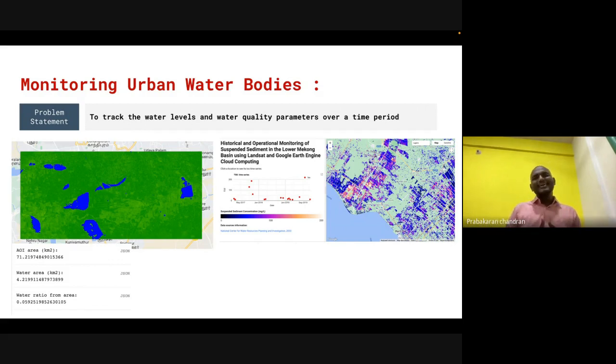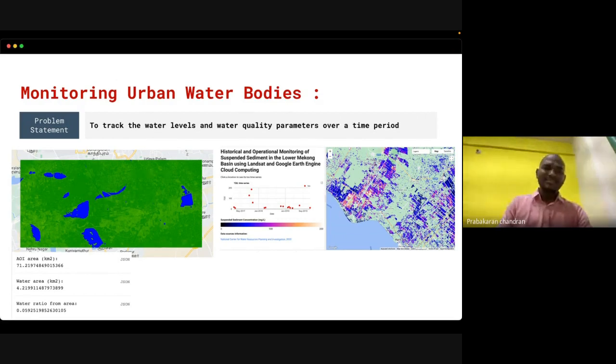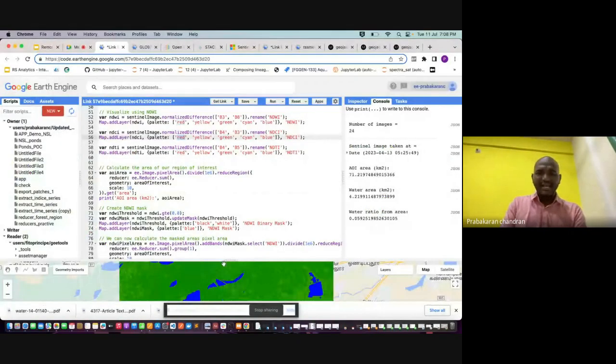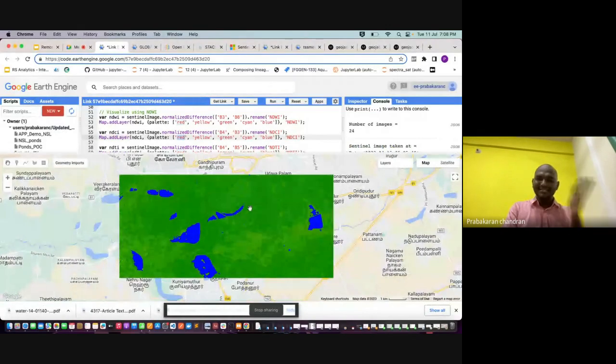So for that we use a lot of in situ measurements, but to monitor on a large scale, we can simply use Google Earth Engine to detect the water bodies and calculate their areas. You can see, I think this Google Earth Engine is visible to everyone.